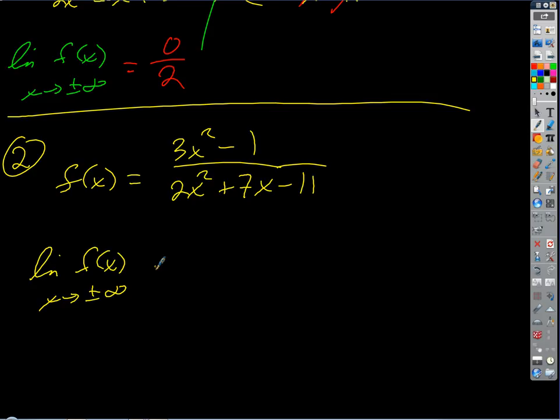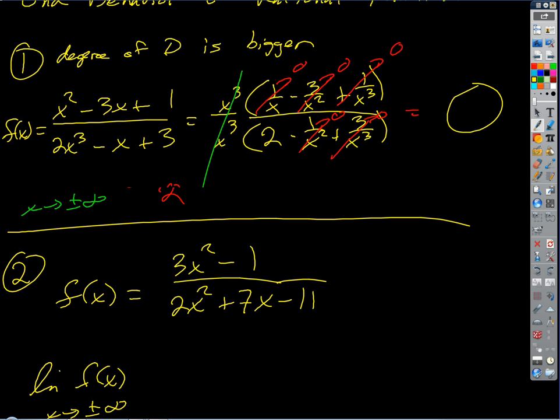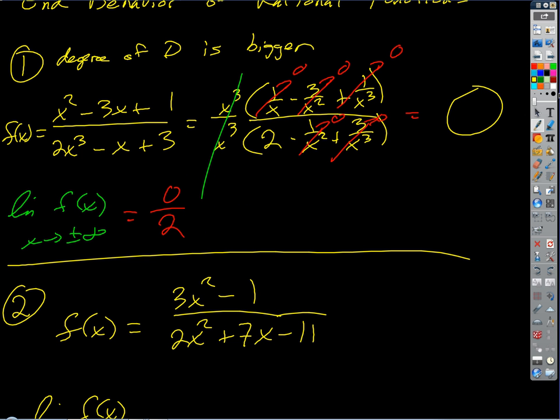We could go through the same process. If I divided each of these through by x squared, would you agree that the only thing that wouldn't go away would be the leading terms? I would just get 3 minus 1 over some power of x, and 2 plus 7 over some power of x minus 11 over some power of x. So if we use this same argument, everything's going to go away except the 3 and the 2, right?